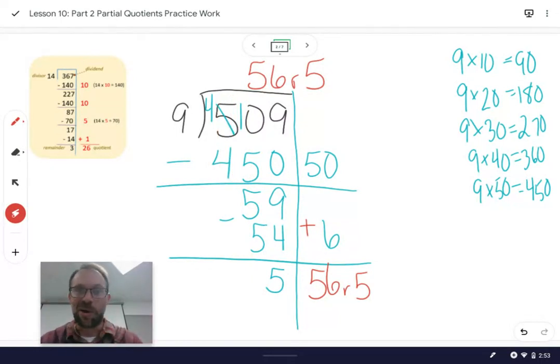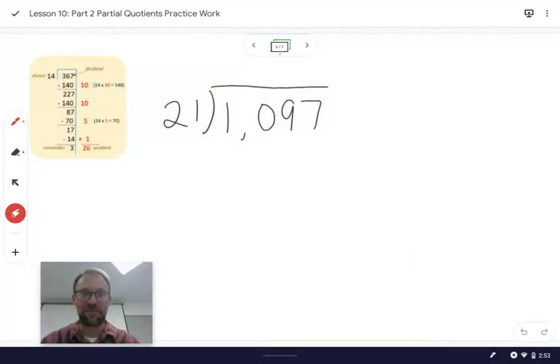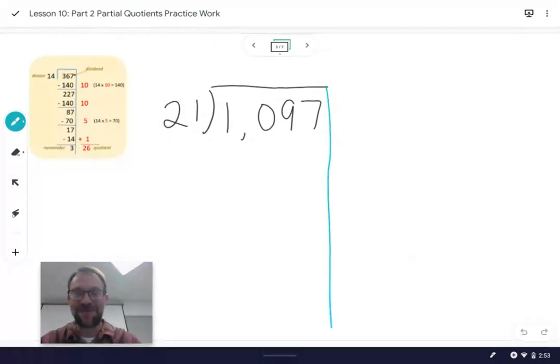All right, one more practice problem before you get to some more independent practice. 1,097 divided by 21. The numbers are bigger, but don't panic. The process, the steps are exactly the same, okay? We're going to think to ourselves, how many groups of 21 are there in 1,097? Well, let's stay with the same group size. Let's go with 10 groups of 21.